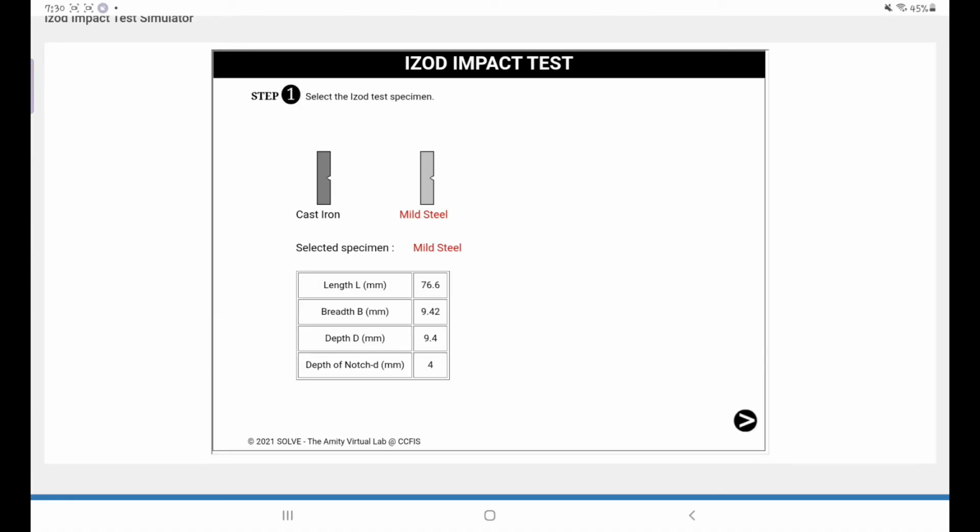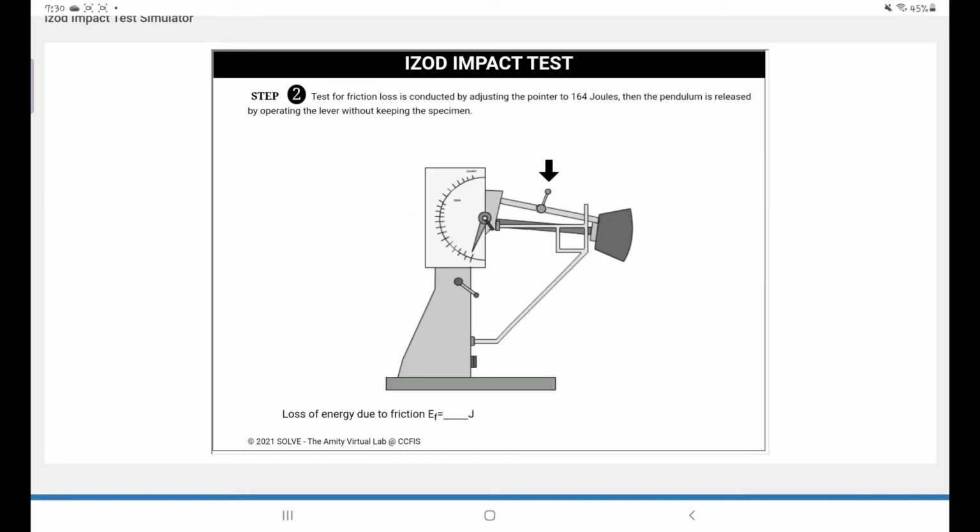The next part is mild steel. Length is 76.6 millimeters, breadth 9.42 millimeter, depth 9.4 millimeter, depth of notch 4 millimeter. Step 2. Test for friction loss is conducted by adjusting the pointer to 164 joules. Then the pendulum is released by operating the lever without keeping the specimen. Loss of energy due to friction, EF equals 4 joule.